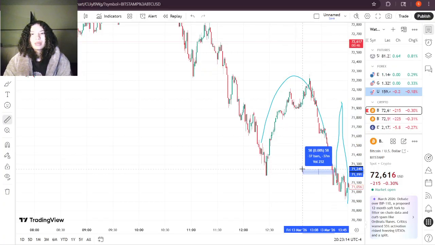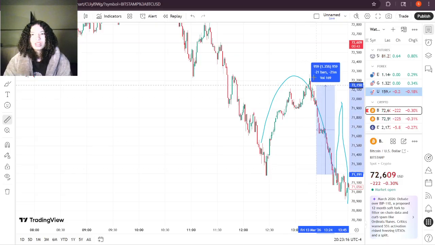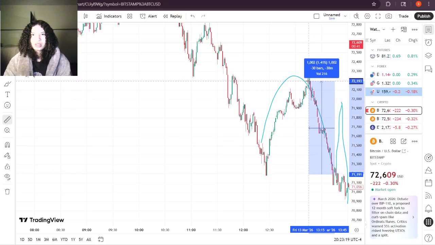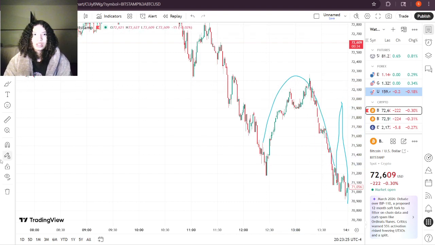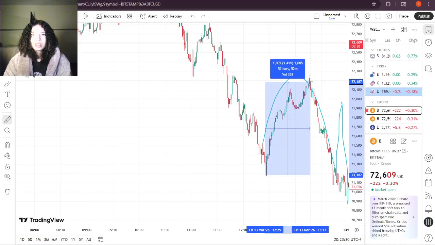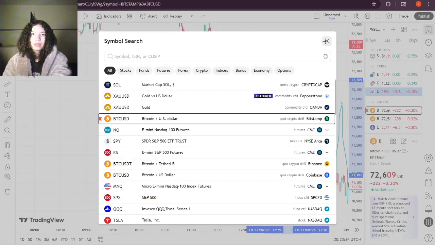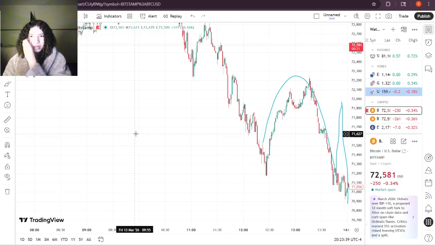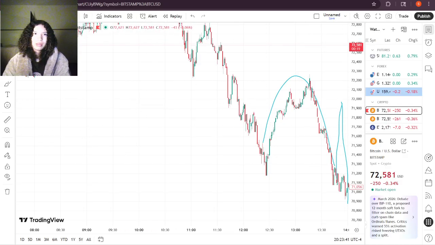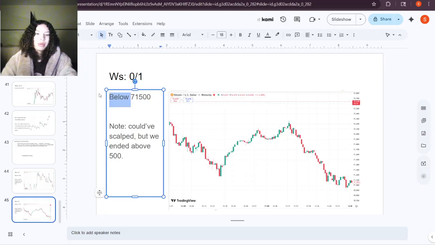So we have this steep downwards. This steep downwards took 30 minutes. Meanwhile, this upwards, it took an hour. So an hour and a half for the full spike. So over the next hour, it would be reasonable to assume, right? 71,000, I'd say above 71,500.